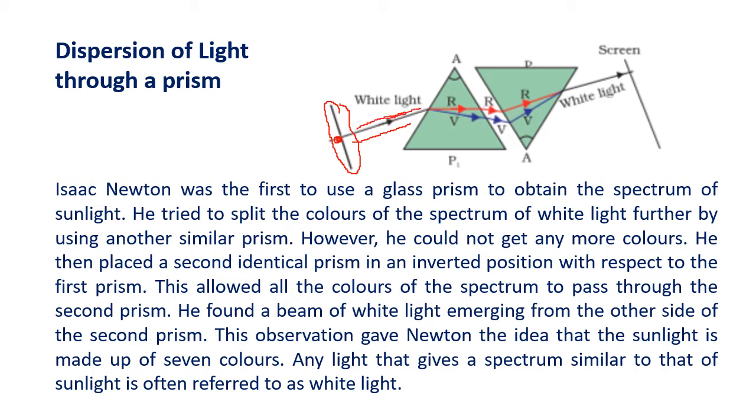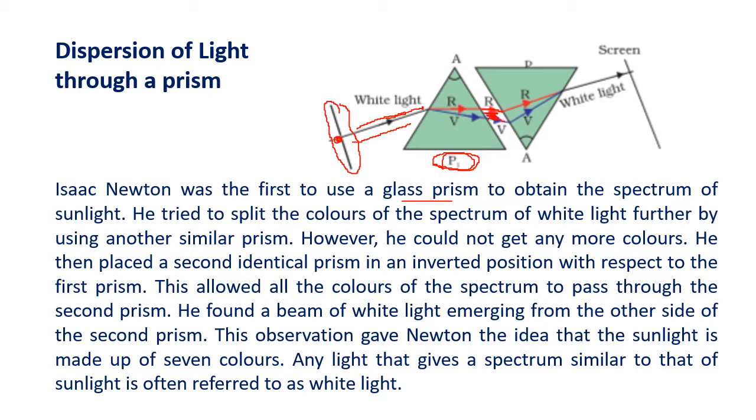When this light is incident on a prism, what do we see on the other side? Red and violet color and all the colors in between. We will see the Vibgyor or the rainbow pattern. So Newton was the first one to use a glass prism. Now people thought the prism has got some special powers which makes white light into 7 different colors.